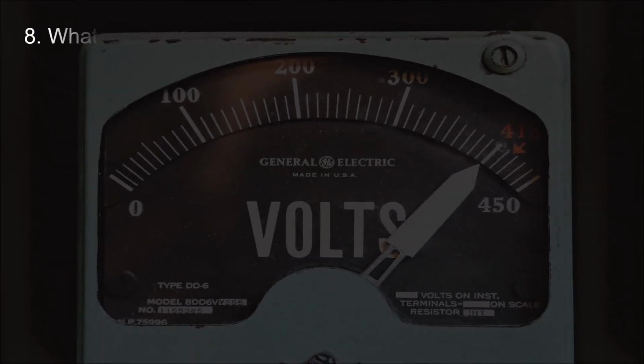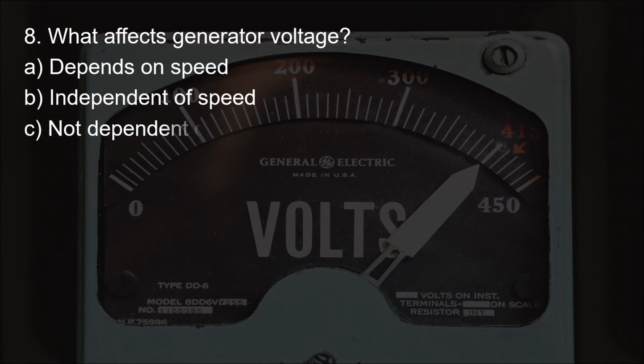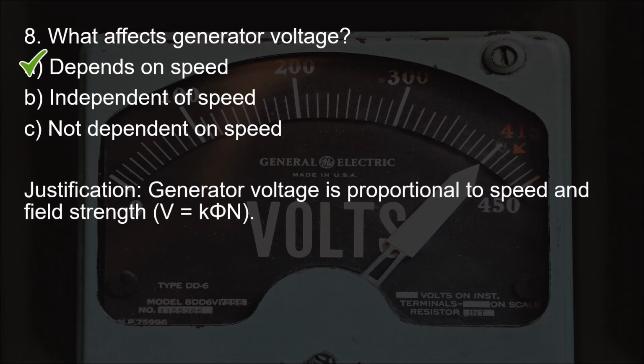Question 8. What affects generator voltage? A, depends on speed, B, independent of speed, C, not dependent on speed. Justification: generator voltage is proportional to speed and field strength.